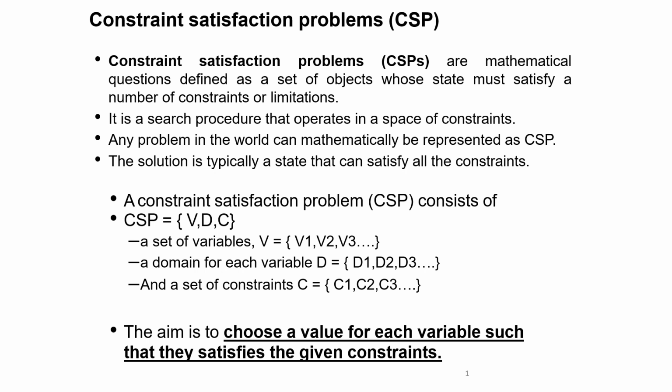And then the CSP consists of three important components. We can call them a set of variables, then the domain, and finally the constraints. The set of variables we can call V, the domain for each variable we can call D, and the constraints we can call C. So these are all the variable names. We can assign the variables in this order only.